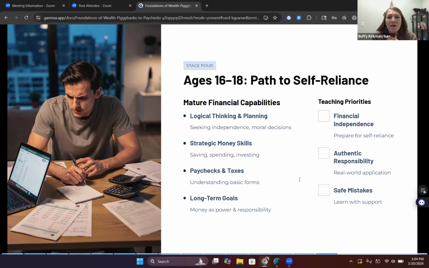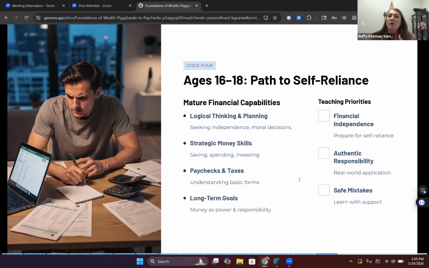Paychecks and taxes, understanding basic forms. Again, 16 to 18, they're capable of having a full regular job, right? So going and having a normal W-2. So walking through with them how to fill out a W-2 or a W-4, tax forms and things like that.